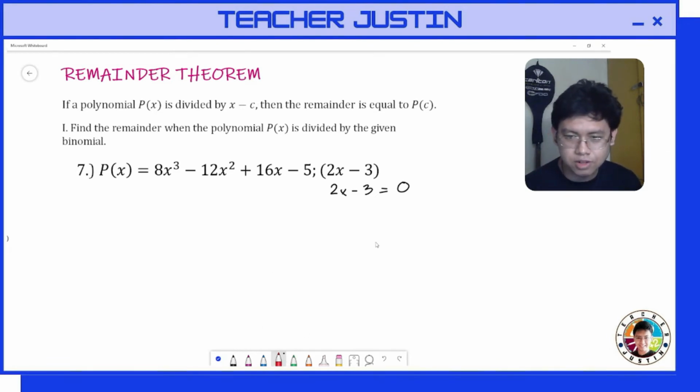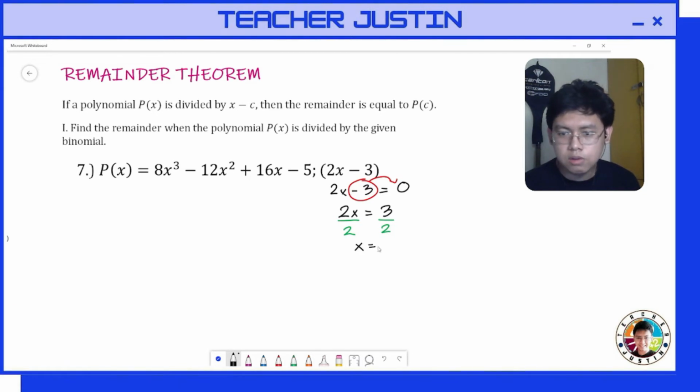So let's transfer negative 3 to the other side of the equation, changing the sign, giving us 2x is equal to positive 3. Then let's divide both sides by 2 to isolate the variable x, giving us x is equal to 3 over 2. And that will be the value of x that we will substitute to our polynomial p of x. So we will replace all variable x by 3 over 2.